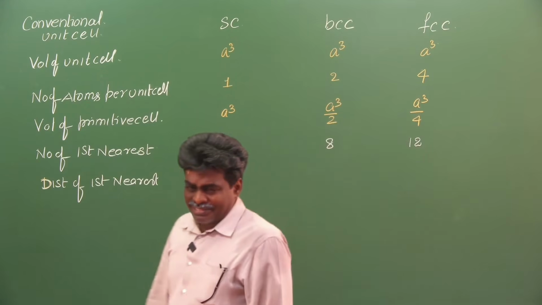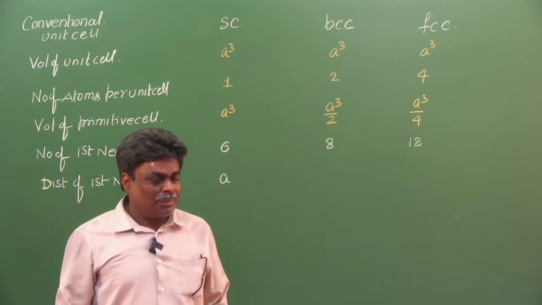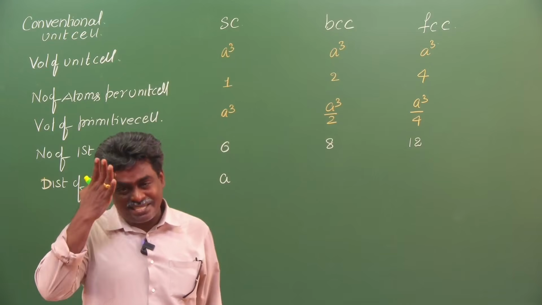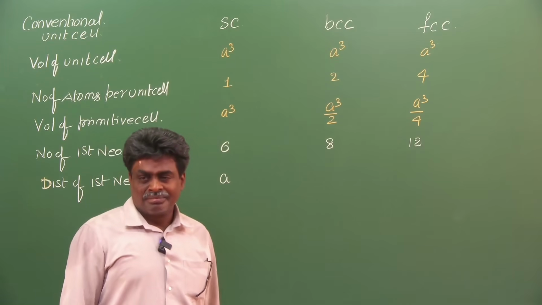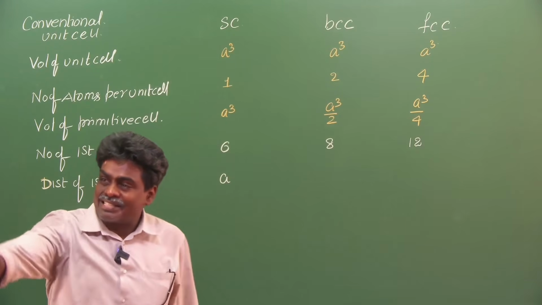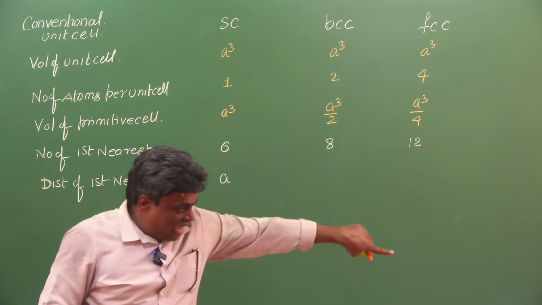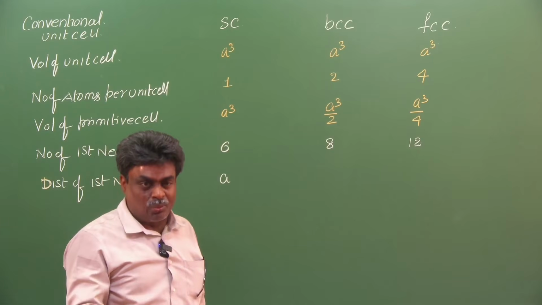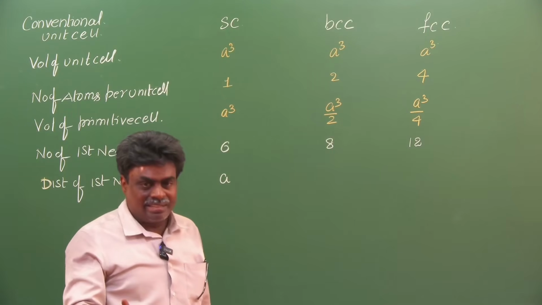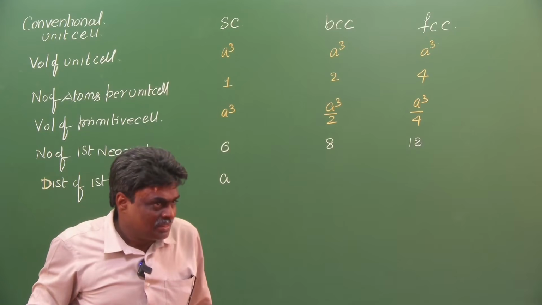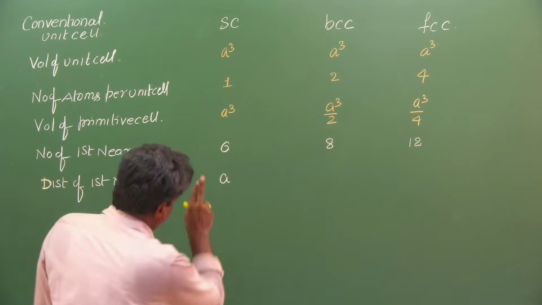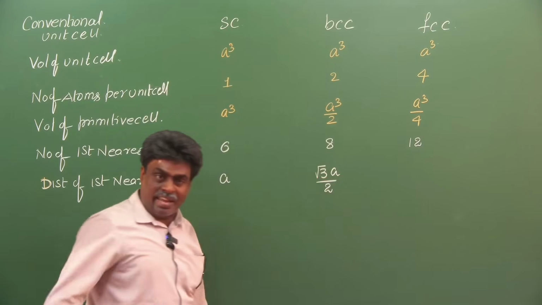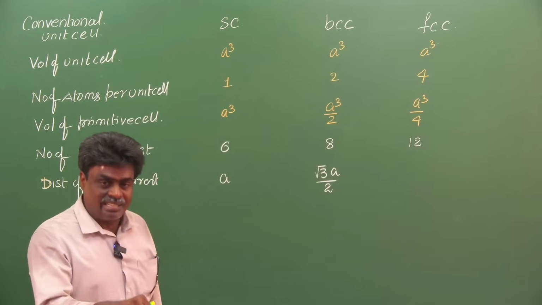Right. Root 3A. The body diagonal length is root 3A. That corner side length is A. This face diagonal is root 2A. Then the body diagonal, hypotenuse: A square plus root 2A whole square, root 3A. Clear? Body diagonal length, half of that: root 3A by 2. That is the first nearest distance in the BCC.